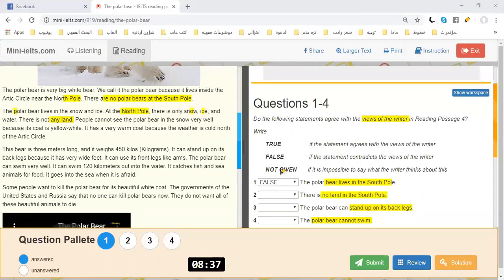Because actually, this statement, there is no land in the South Pole, in terms of facts, it's false.